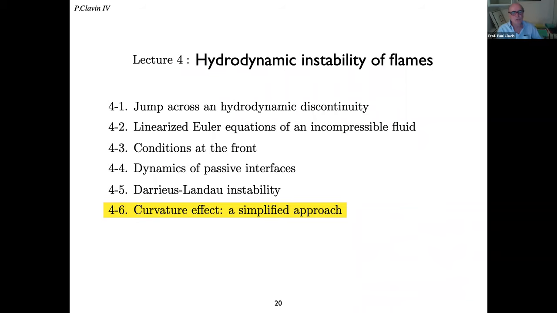Now let me give you a simplified analysis of the effect of the curvature. Now we want to take into account the finite thickness of the flame. In fact, this finite thickness means that the mass flux is going to be modified because of the modification of the inner flame structure by the curvature, because we know this modification is associated with the ratio of the thickness divided by the radius of curvature.